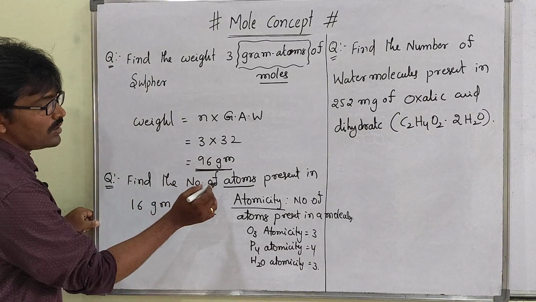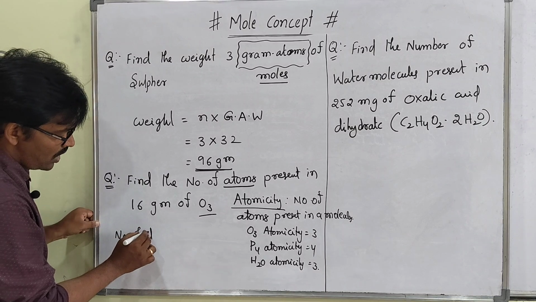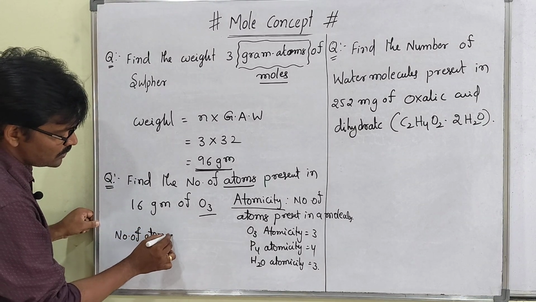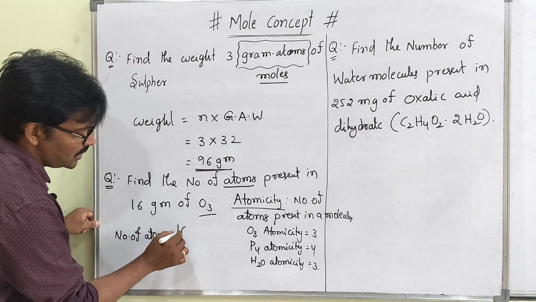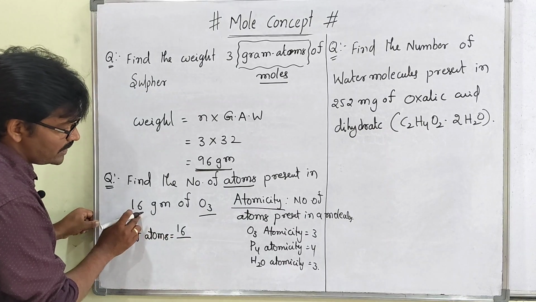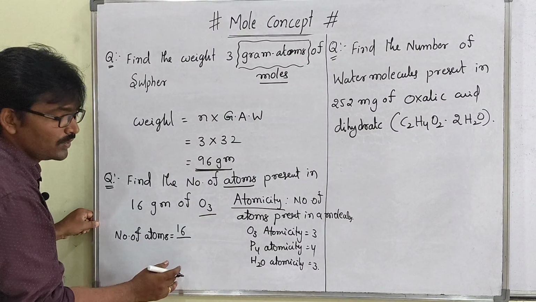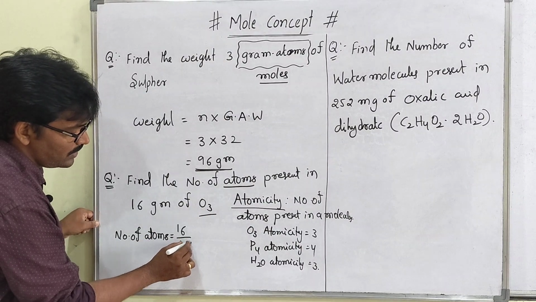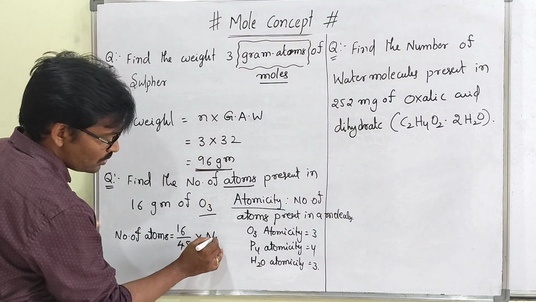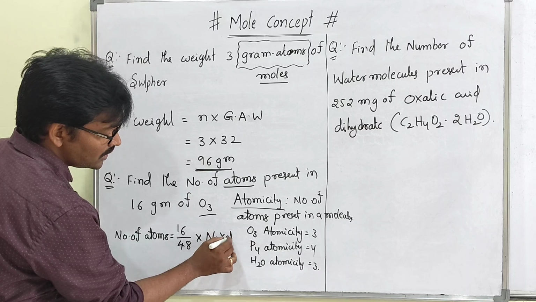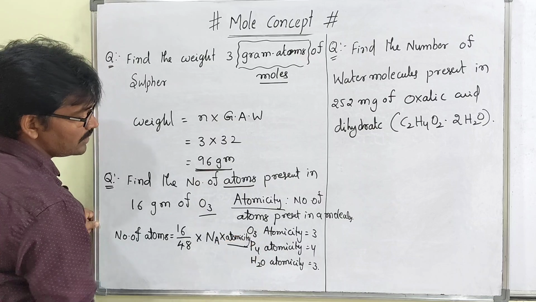So now, what did he say? Find out the number of atoms. Since this is a molecule, number of atoms equals number of moles into Avogadro number into atomicity. First find the number of moles: 16 divided by the molecular weight of O3. Molecular weight of O3 is 16 into 3, so 48. Then you can get the number of moles. Number of moles into Avogadro number into atomicity. What is the atomicity? Atomicity is 3.